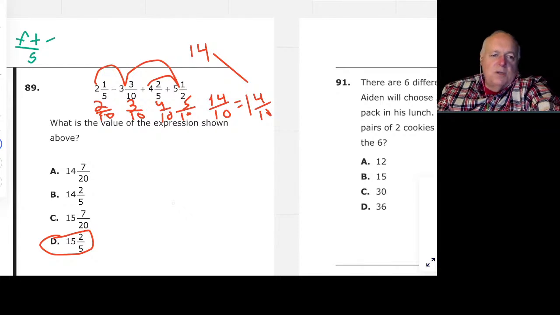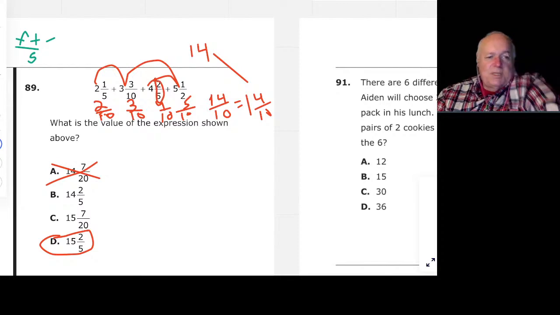Obviously, once you got the 14 with the whole numbers, it should be clear to you that even though you may not have known that 1/5 plus 3/10 plus 2/5 plus a half was 1 4/10, you should have known it wasn't 7/20. Would rule this out, okay? And even though you didn't know the sum, you should have known it wasn't 2/5, because in fact 2/5 is one of the numbers inside of it that you're adding. So you know the answer can't be B as well.